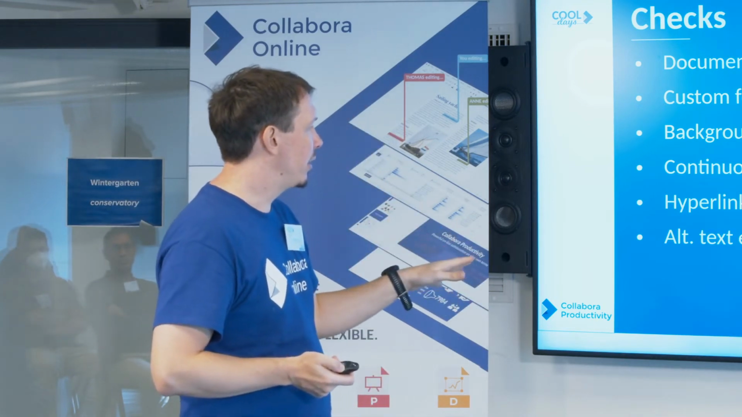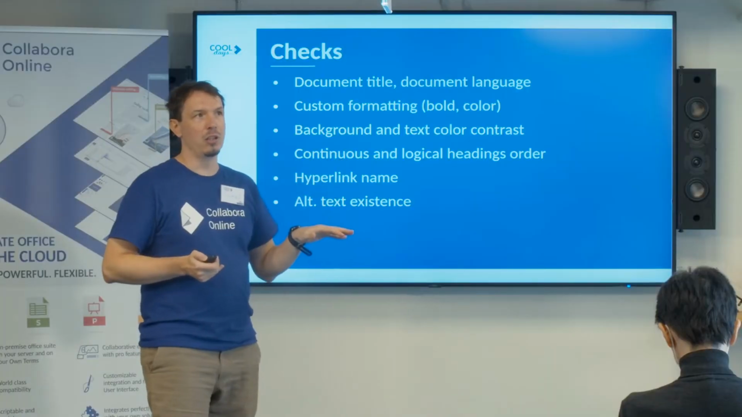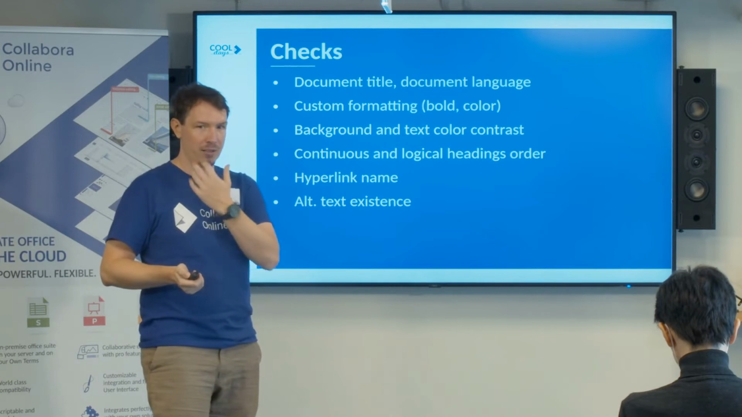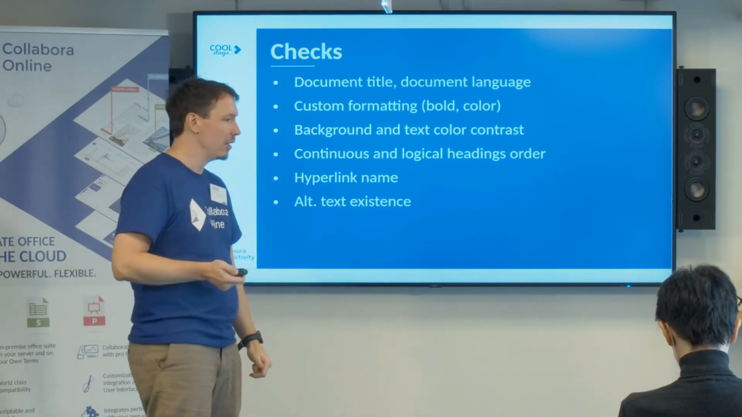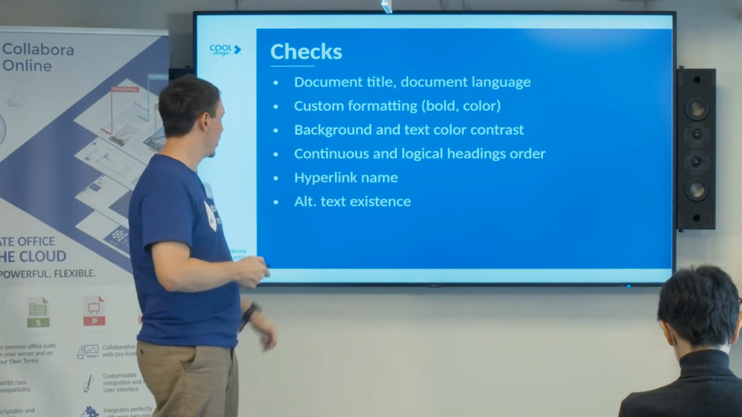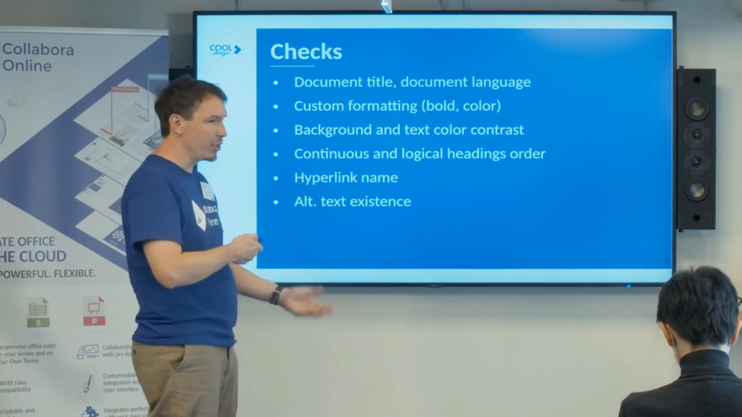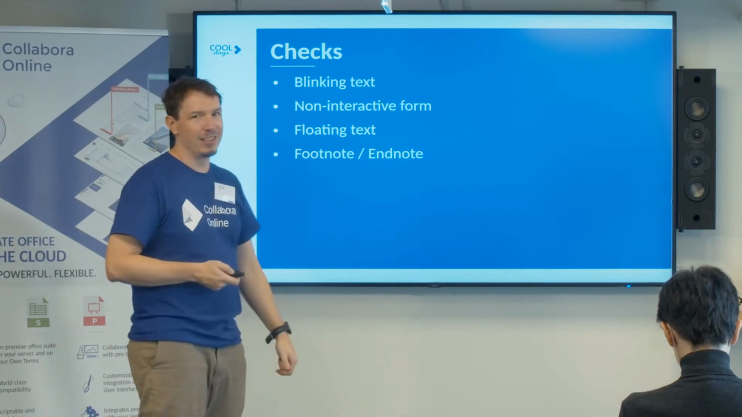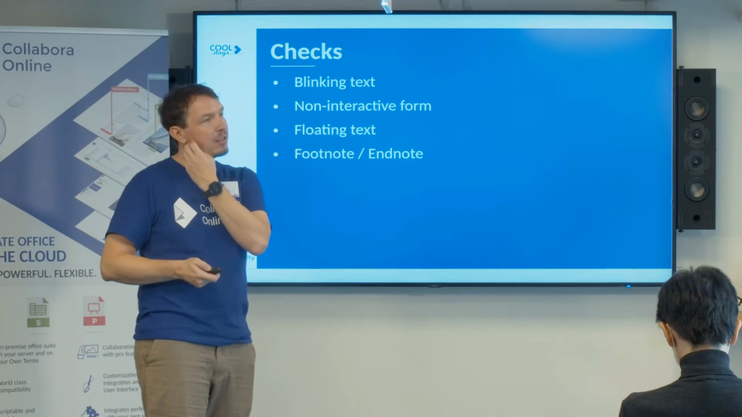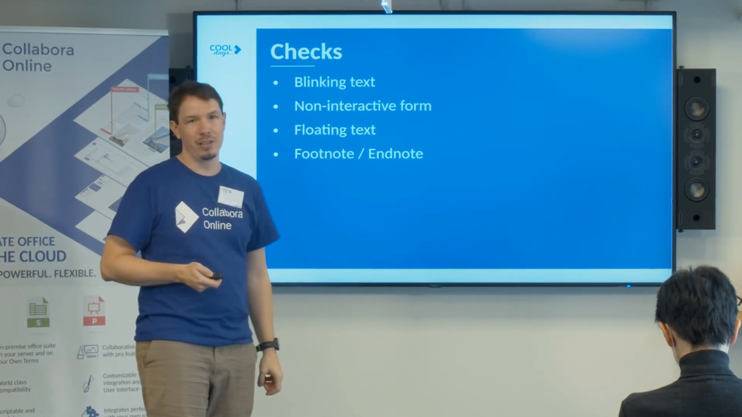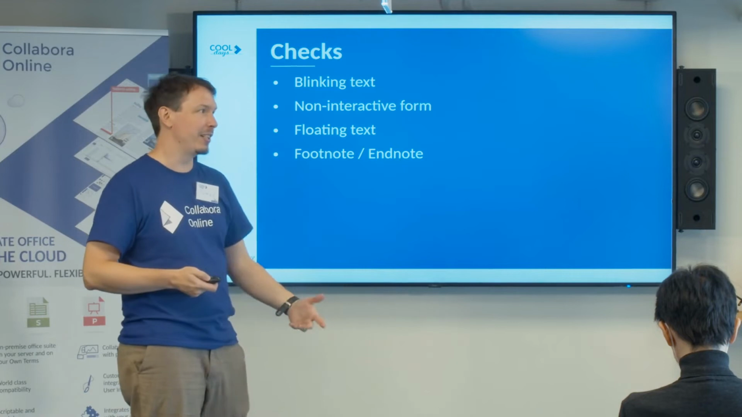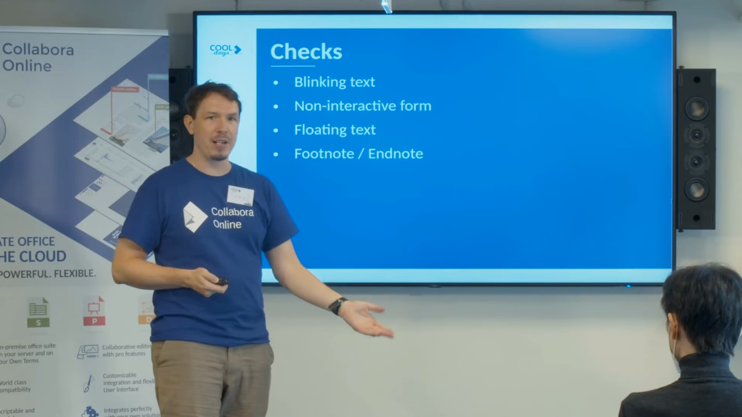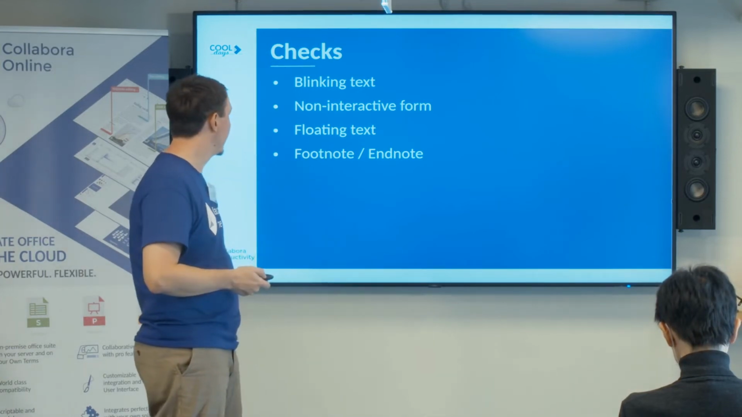And alt text: all images and all shapes inside the document should have an alt text set which describes what is inside the shape, image or additional objects. It also checks for blinking text, though I don't think it's still possible to set blinking text in Collabora Online or LibreOffice. But if there are older documents present, it will check for this too.